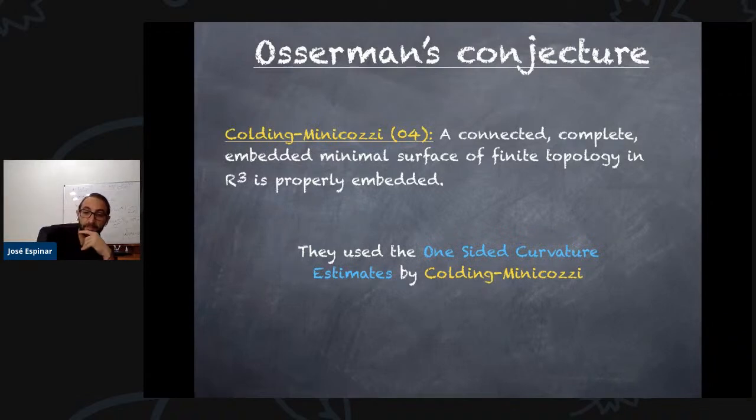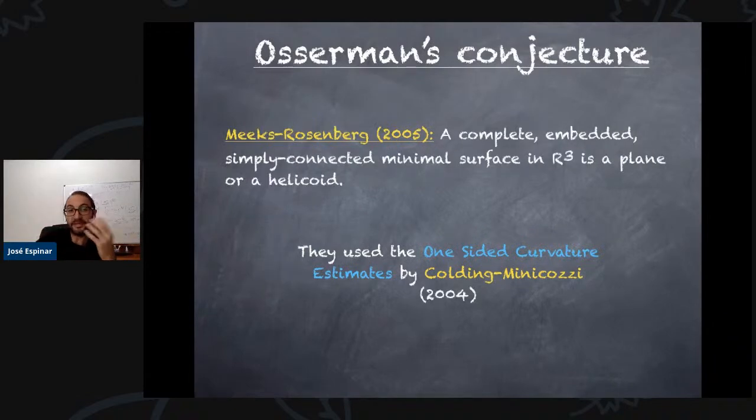That's important because Meeks and Rosenberg were able to use this one-sided curvature estimate and this statement to prove and settle the Osserman conjecture. Actually, that a complete embedded, simply connected minimal surface in R3 has to be the plane or the helicoid. One of the beautiful theorems in the field.